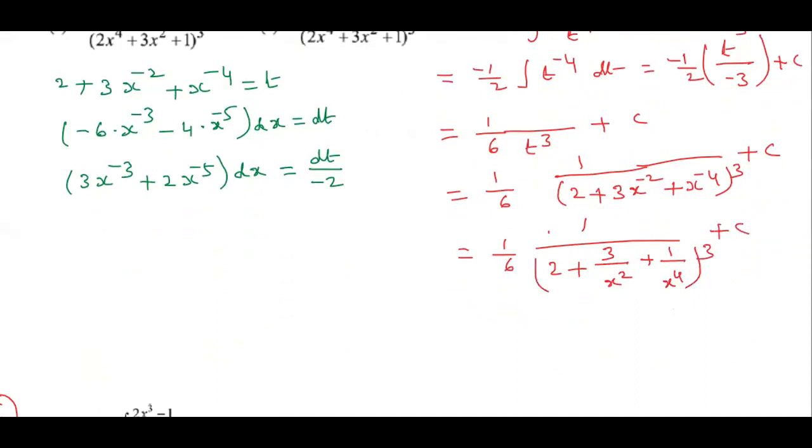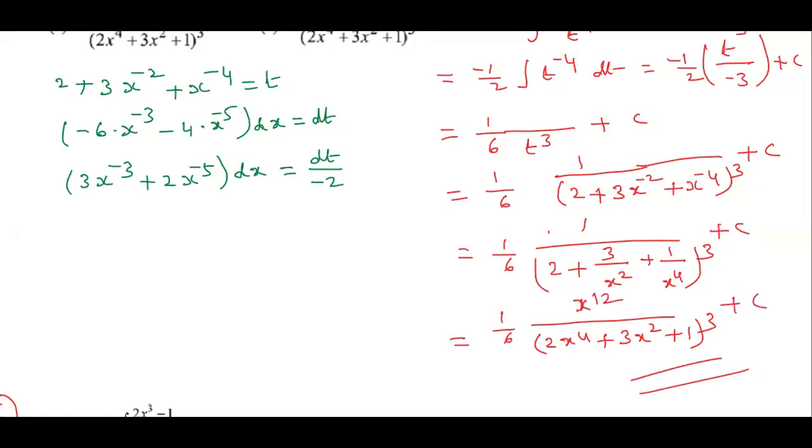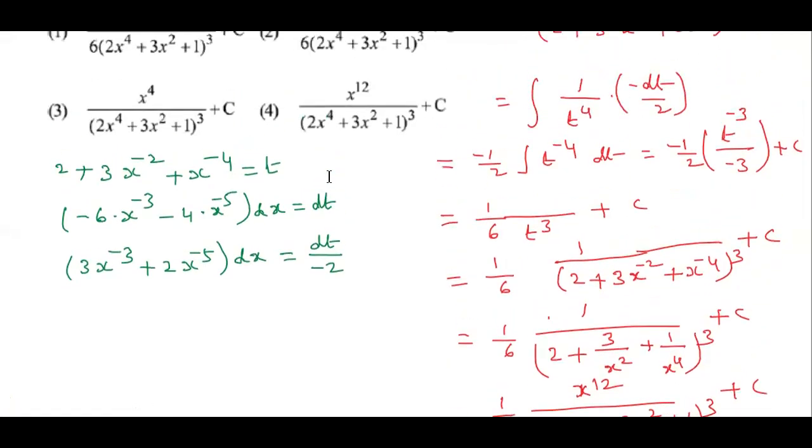And in the denominator, take the LCM. LCM is x power 4. 1 by 6, 1 divided by, here will come 2x power 4 plus 3x square plus 1 whole cube divided by x power 4 whole cube, that is x power 12. Send to numerator, we get x power 12 plus c. This is the answer. Now observe the options. Which option is correct?